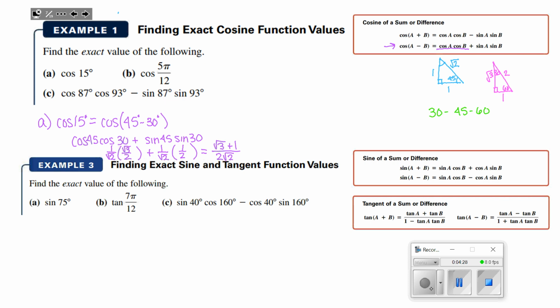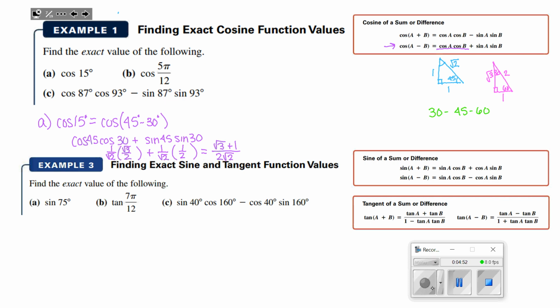All right, let's look at B. So 5 pi over 12. These ones that are in radians are going to be a little bit harder. Again, we're thinking about addition and subtraction possibilities, and we're thinking about how do I make 5 pi over 12. We're thinking about our benchmark angles and how we put together 5 pi over 12.